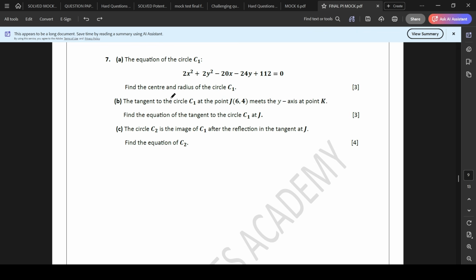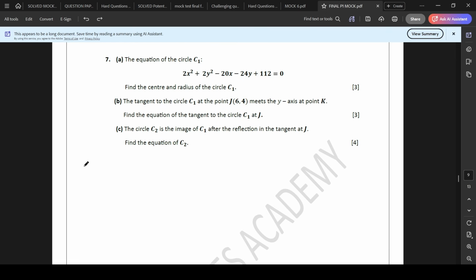There are multiple ways in which you can do this. You can divide the entire equation by 2 so that you get it in the usual format, x squared plus y squared minus 10x, and then minus 12y plus 112 by 2, whatever is the value, is equal to 0. After that, you can go ahead and say that minus of this value by 2 is the x coordinate, minus of this by 2 is your y coordinate. Or the method that I like to follow is to convert it by completing the square and then find the center and the radius. You can go with either approach, whatever is suitable to you.